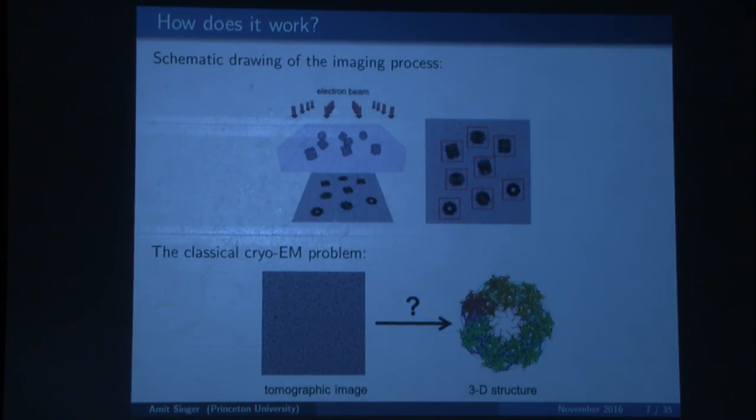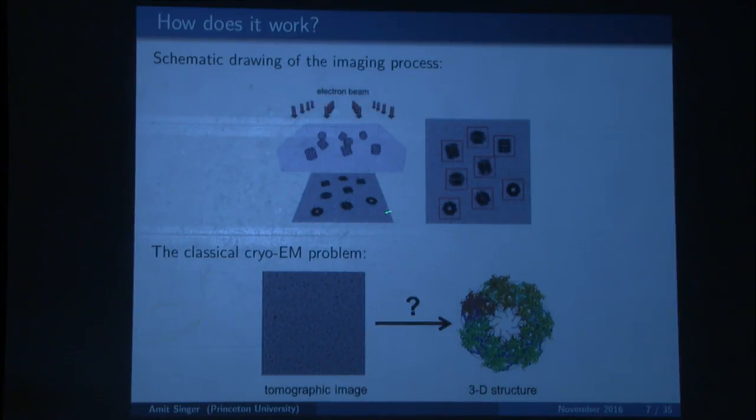And the reason why they are so noisy is that as the electron beam goes through the molecule, it is so highly energetic that it breaks the chemical bonds that make the molecule. And you don't want to apply too much radiation, because otherwise it will not be the molecule that you're really interested in. So there is a maximum radiation dose that can be applied. And this renders very, very noisy images that we'll see later on in the talk.